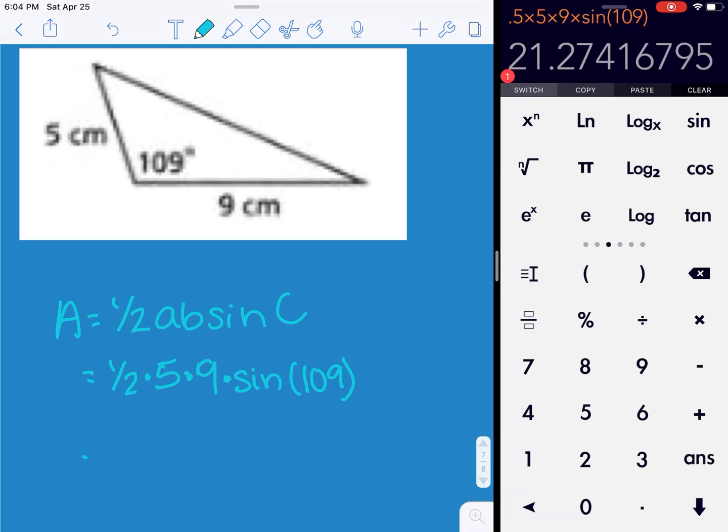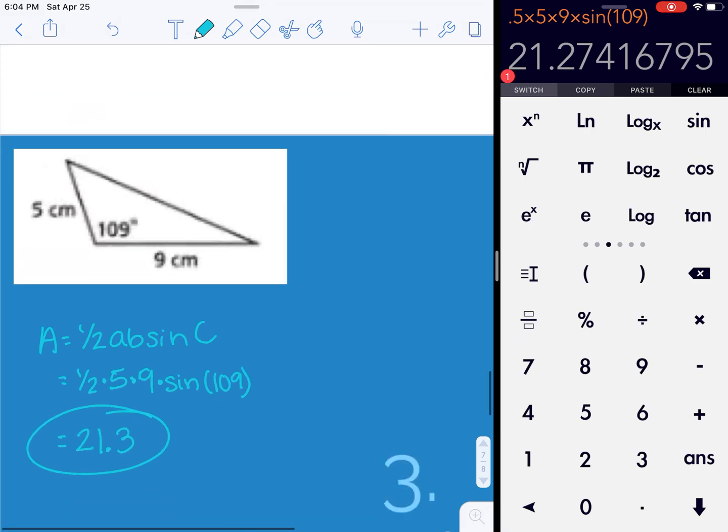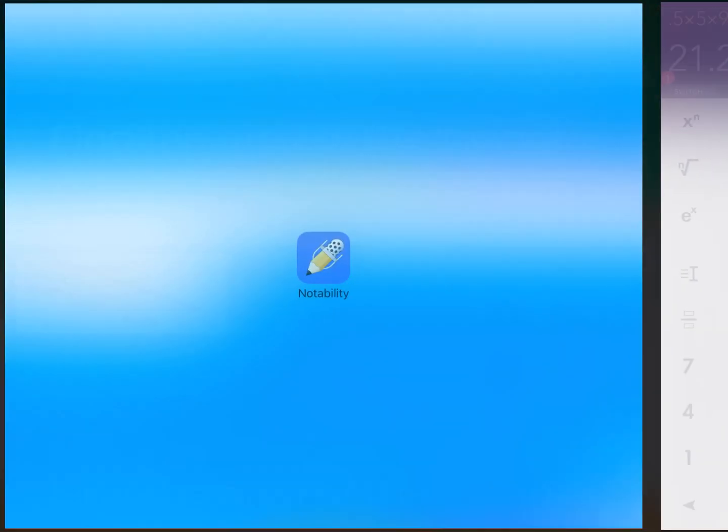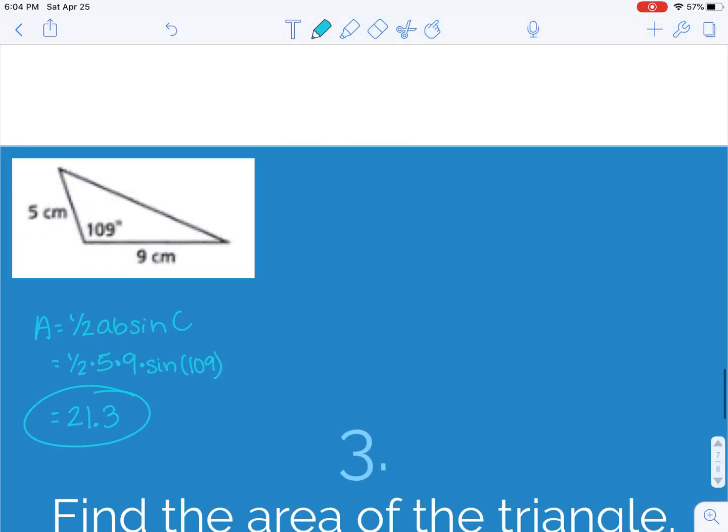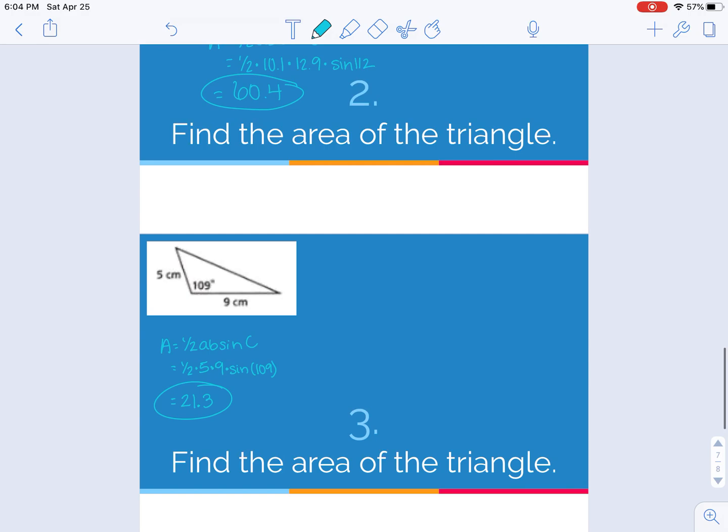And if you are doing this along with me and you are not getting the same answers, that means your calculator is not set to degrees. And you should change it to degrees. So you should get 21.3 on that one. And that is it. It is just plug and play with that formula.